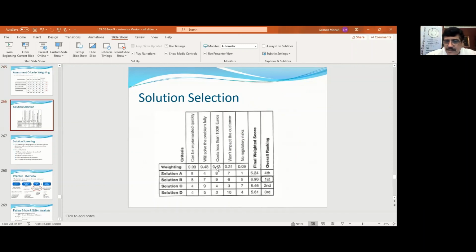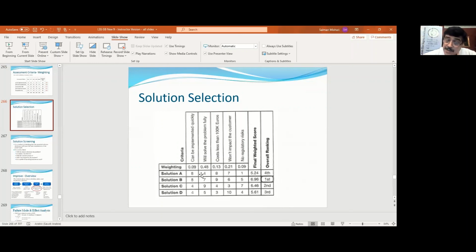See this row here, you see it? Yes, sure. We put the data here. Now we evaluate the solutions. We got solution A, and we give it 8 out of 10. We think it's 80% likely that it can be implemented quickly. We say, so what? It's 0.09, it contributes 9%. And then I say, okay, I don't think solution A is really very good at giving us the final result. It's a 4.